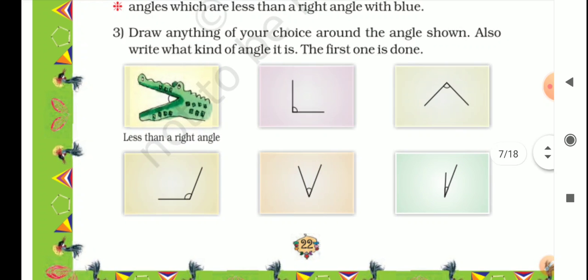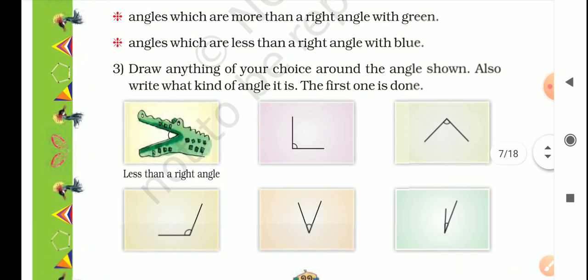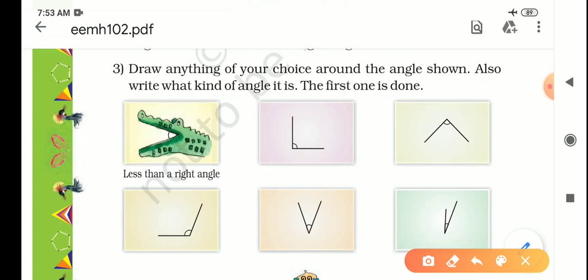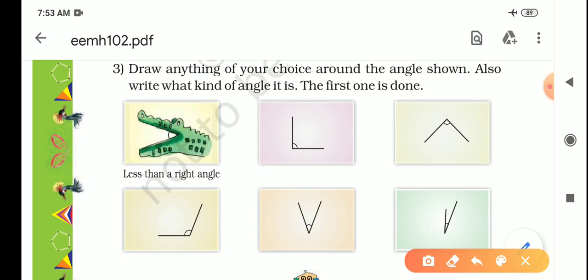The second one angle is which type of angle? First we have to identify the type of angle, and then with the help of that type of angle we have to draw anything of our choice. So the second figure is given. Which angle is this? This is a right angle. So we can write here RA in short form, that is right angle. Now what can we make from this right angle?